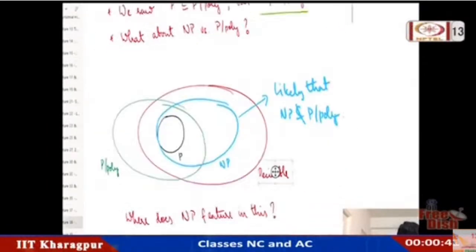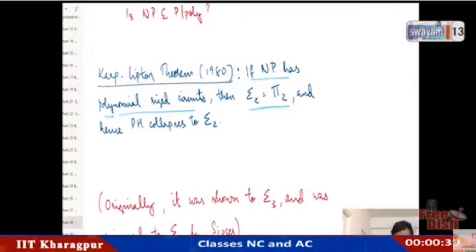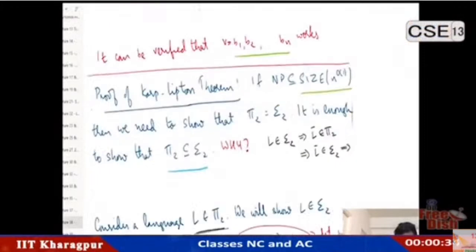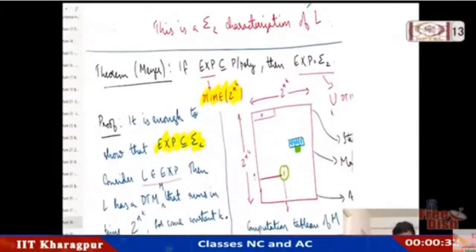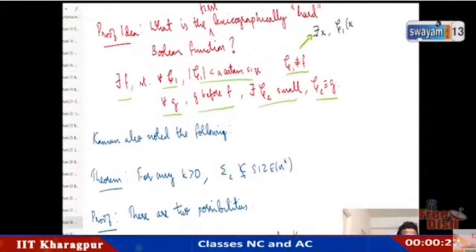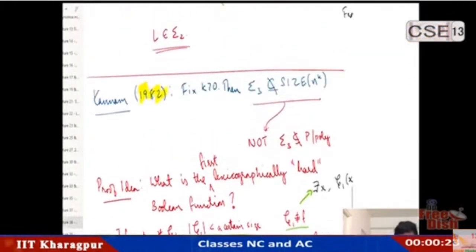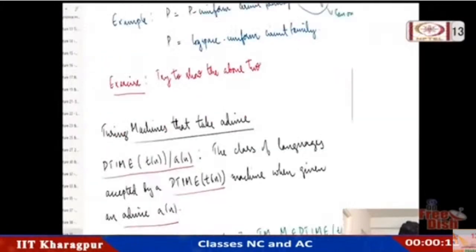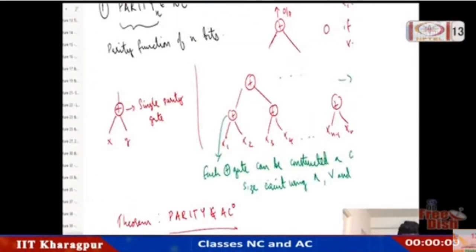Then we saw the Karp-Lipton theorem, which says how NP is related to P/poly. It's unlikely that NP is contained in P/poly. We saw Meyer's theorem about exponential time and how that relates to P/poly, and then Kannan's theorem, which said that there are languages or functions that require arbitrarily large size circuits, or arbitrarily large size polynomials in the polynomial hierarchy. And then we saw Turing machines that take advice. And finally, we saw the NC and AC hierarchy.